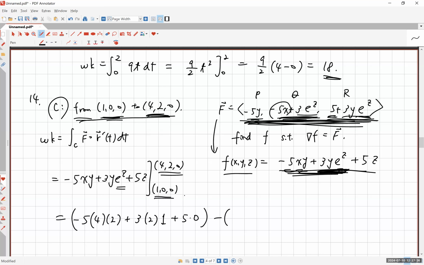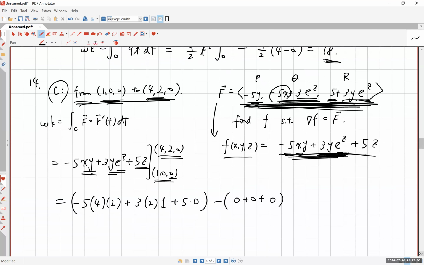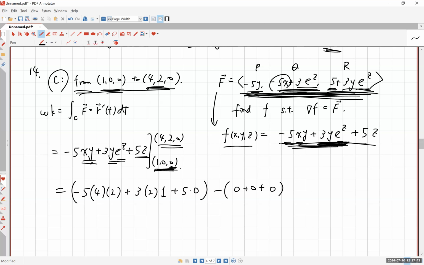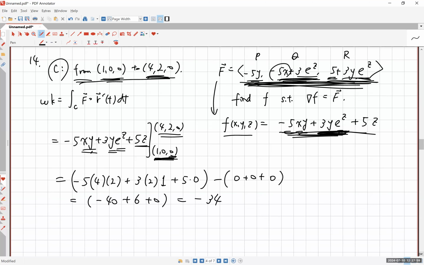Now, at the initial point, if y is equal to 0, the first part is 0. If y is 0, then the second part is 0. If z is 0, this third term is also 0. So there is nothing to worry about when you enter 1, 0, 0. Okay, so now let's find this. That's negative 40 plus 6 plus 0, and that turns out to be negative 34 if I did my arithmetic right. And that is the answer to that question.